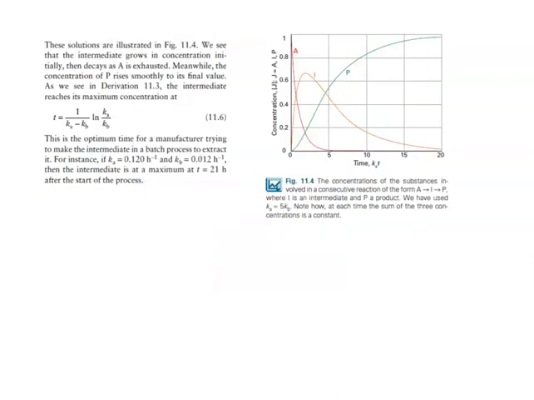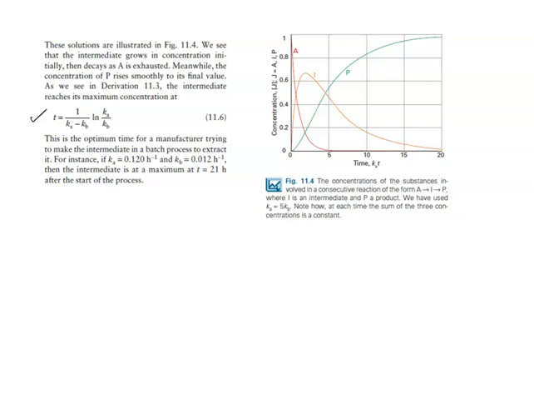These solutions are illustrated in figure 11.4, which we see off to the side. We see that the intermediate grows in concentration initially, then decays as A is exhausted. Meanwhile, the concentration of product P rises smoothly to its final value. As we see in derivation 11.3, if you're interested in reading it in the text, the intermediate reaches its maximum concentration at the following time.